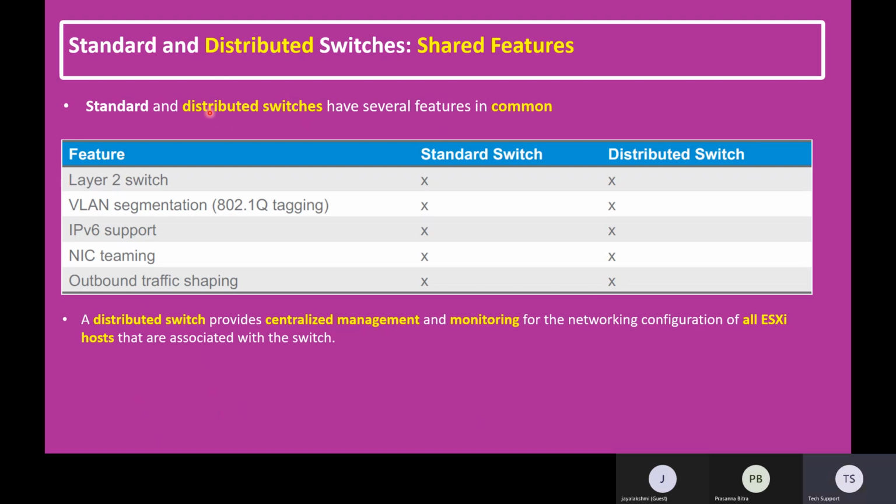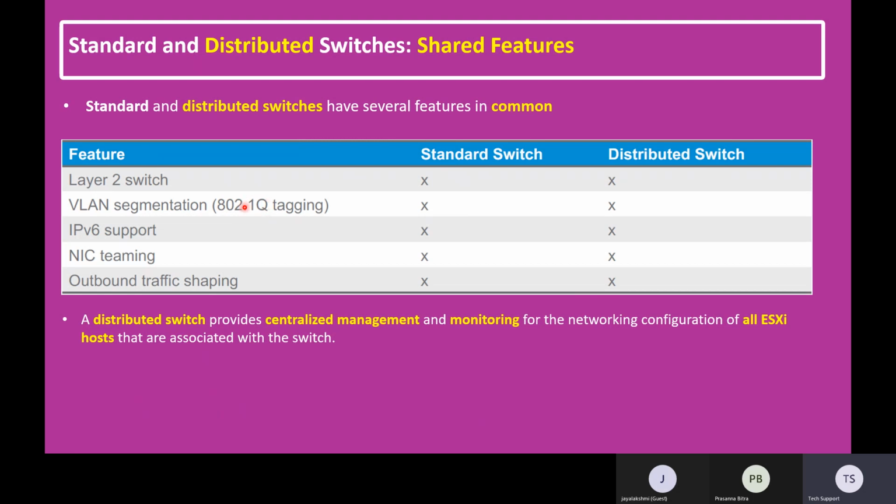If you see in this slide, we can see the standard and distributed switches' shared features. Shared features means these features are applicable in both the standard switch and the distributed switch. So standard and distributed switches have several features in common. One is layer 2 switch. Normally we have 7 OSI layers, and our vSwitch is considered a layer 2 switch. So the layer 2 switch role is available in the vSwitch as well as the distributed switch. And we can also create VLANs, and the default standard for VLAN tagging is 802.1Q.